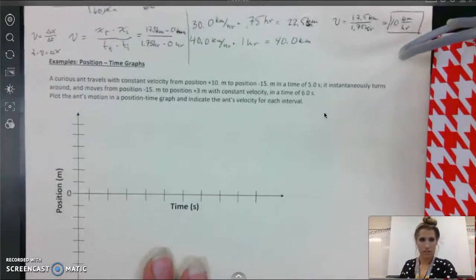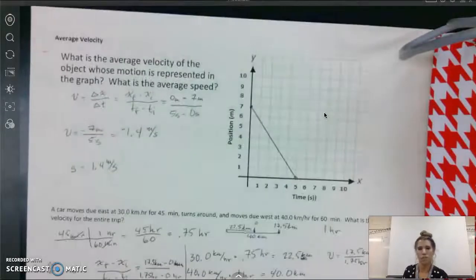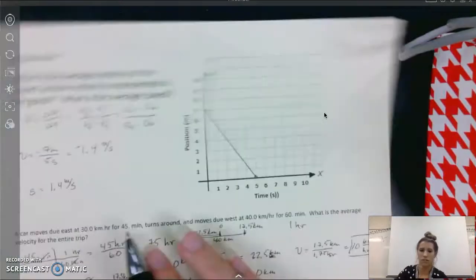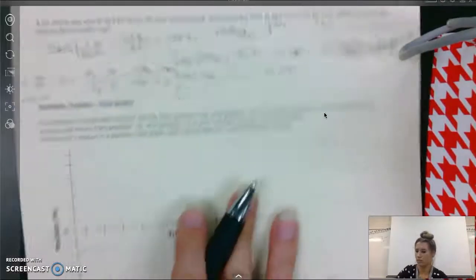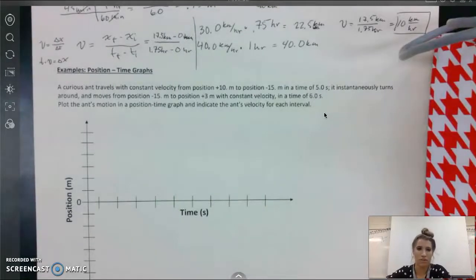All right, so let's look at a different example. Right now, we've been looking at position versus time graphs and making calculations from that. Now we're going to create a position versus time graph. Okay. So a curious ant travels with constant velocity from a position of plus 10 meters to a position of negative 15 meters in a time of 5 seconds.